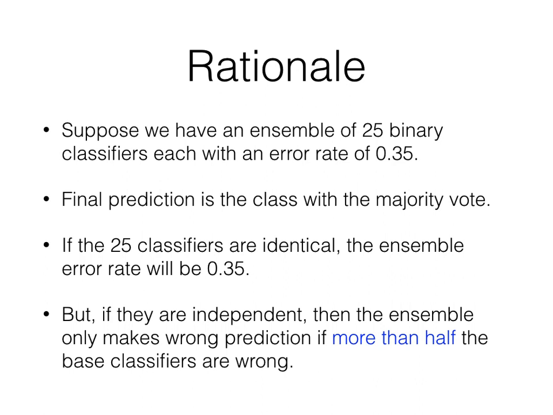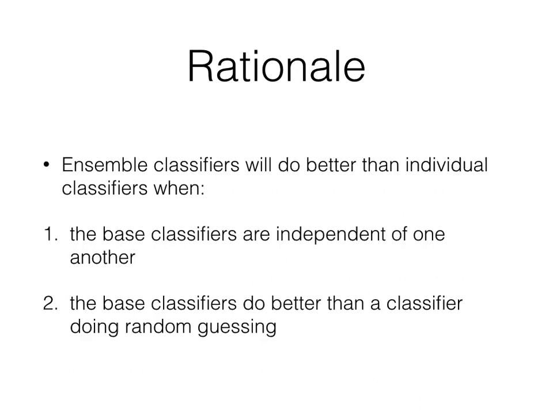But if the classifiers are independent, if the 25 classifiers are all trying to solve the same problem but in slightly different ways, then the ensemble together only makes the wrong prediction if more than half of the base classifiers get the answer wrong. And if you think about that, if they're all working in slightly different ways, then you're going to get a better result because they'll all make slightly different errors.